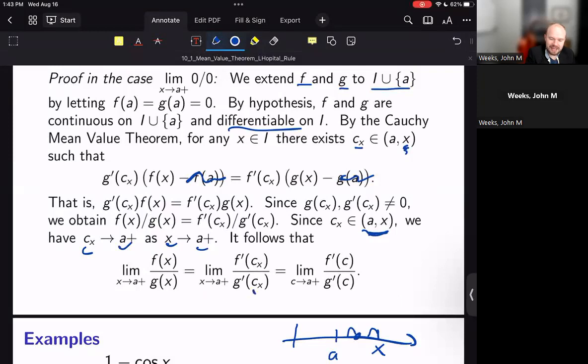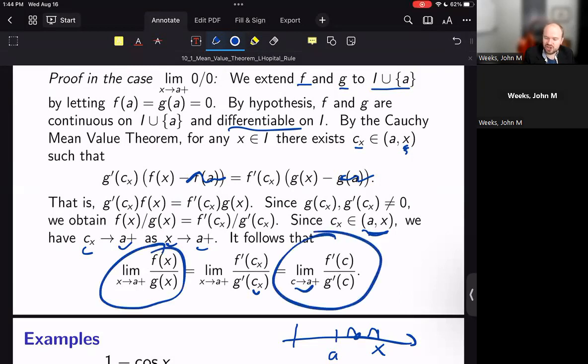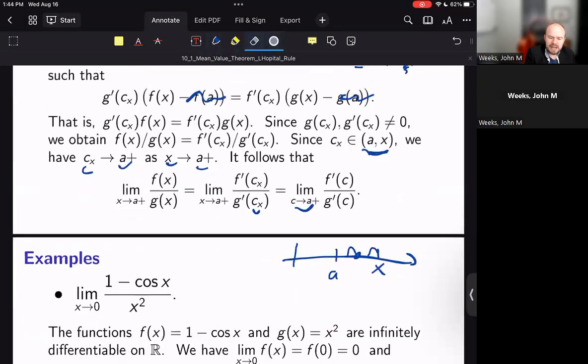Instead of looking at c sub x and saying that goes to a, I can say c goes to a from the right. And if I do that, then that's exactly what I get. Just changing out the labels now for c equal to x, this gives me the formula for the 0 over 0 form. Some examples here.